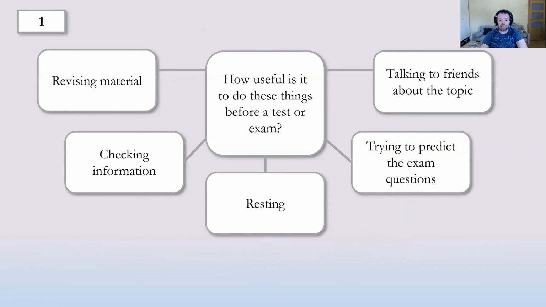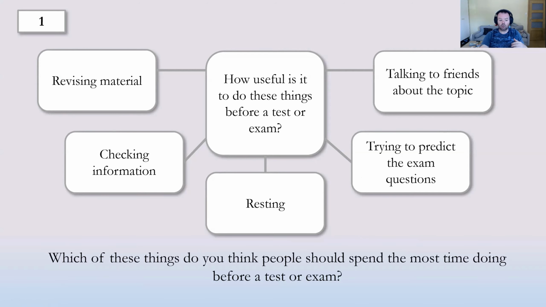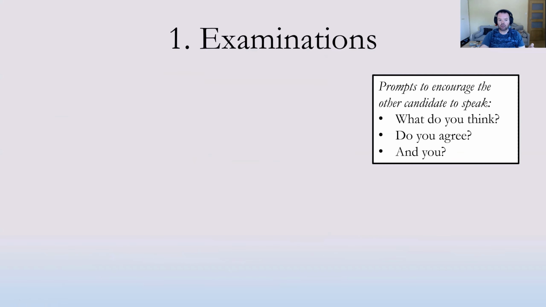And it continues then into part 3. Again, 2 minutes and 1 minute. So the interlocutor says, here are some things people think about doing before a test or exam. Look at the task, they get about 10 seconds. Now talk together, saying how useful it is to do these things before a test or exam. 2 minutes go by, the interlocutor says, thank you. Which of these things do you think people should spend the most time doing before a test or exam? Nice and simple. Okay, and then the task continues into the discussion.